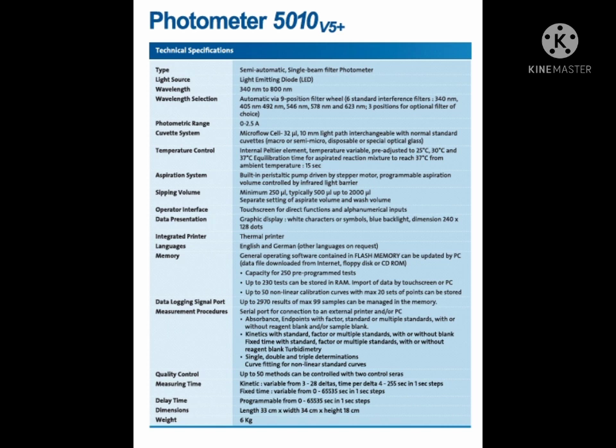Wavelength 340 to 800 nanometer. Wavelength selection automatic by 9 position filter wheels, 6 standard interference filters are provided, and three optional positions are there in this instrument. And photometric range is 0 to 2.5 absorbance.